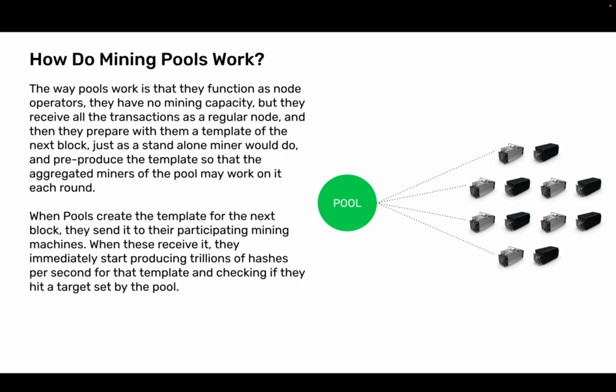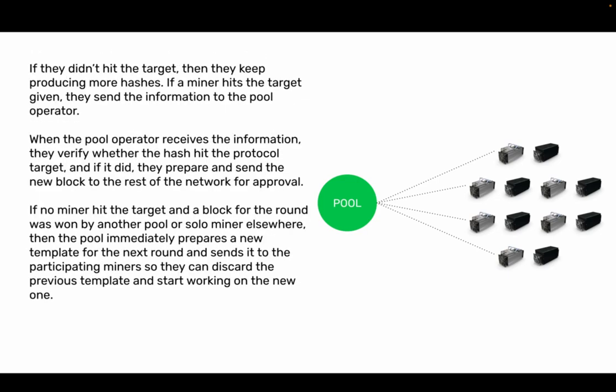When pools create the template for the next block, they send it to their participating mining machines. When these receive it, they immediately start producing trillions of hashes per second for that template and checking if they hit a target set by the pool. If they didn't hit the target, then they keep producing more hashes. If a miner hits the target given, they send the information to the pool operator. When the pool operator receives the information, they verify whether the hash hit the protocol target, and if it did, they prepare and send a new block to the rest of the network for approval.